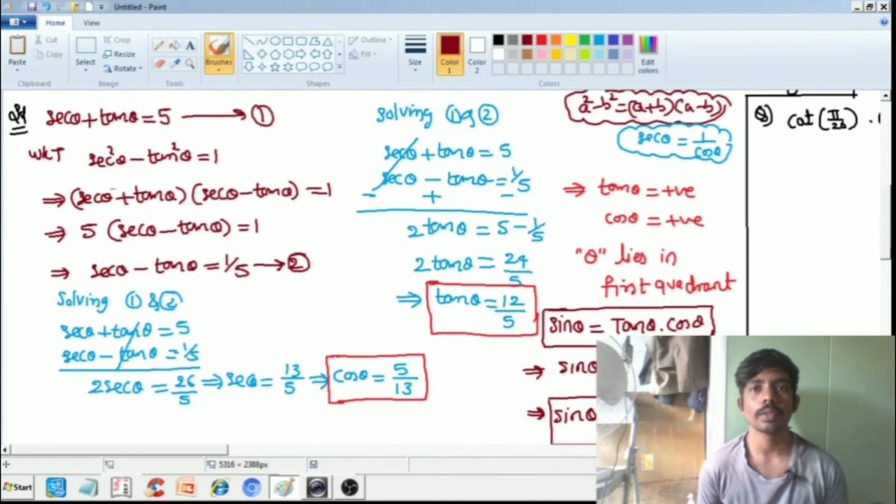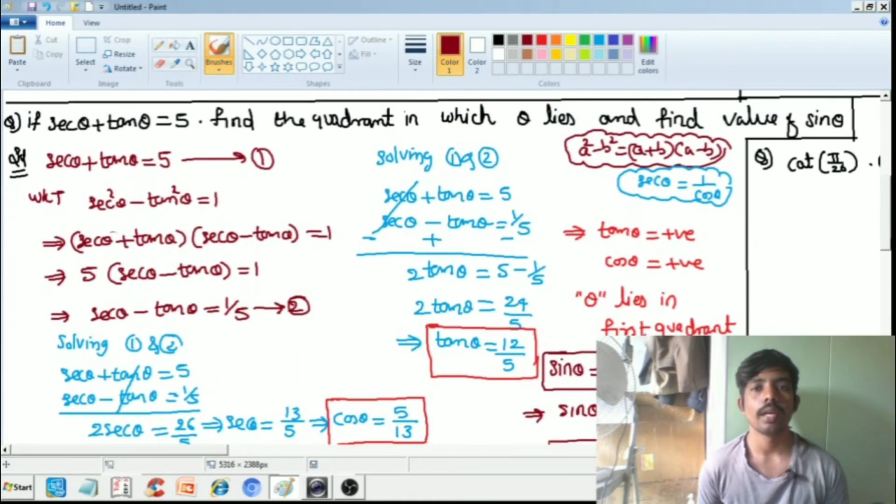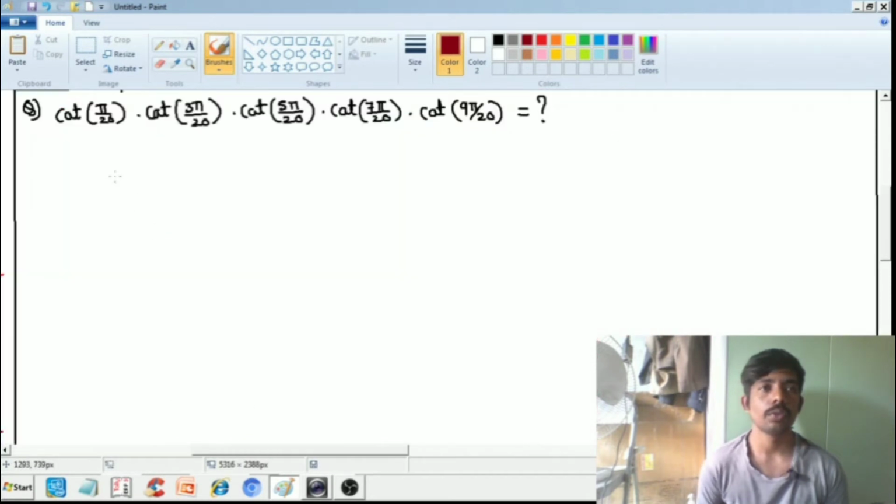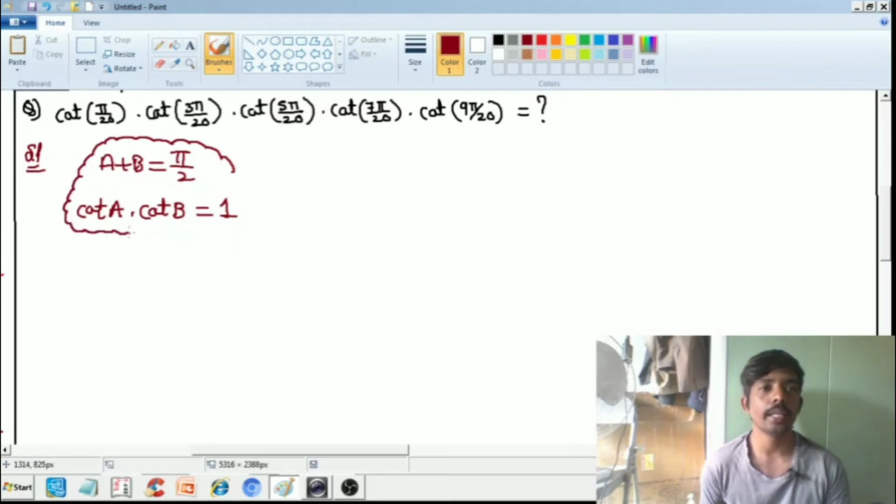Let me show you the question we have, and this is the solution. The fourth question: just consider that A plus B is equal to pi by 2. If the addition of two angles is equal to pi by 2, we can write cot A into cot B is always equal to 1. So this is a formula. Directly we can write cot A into cot B is equal to 1.